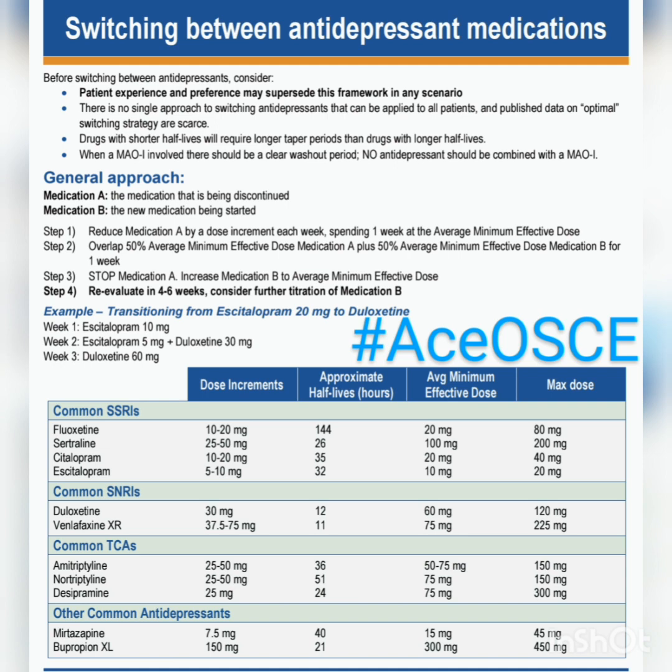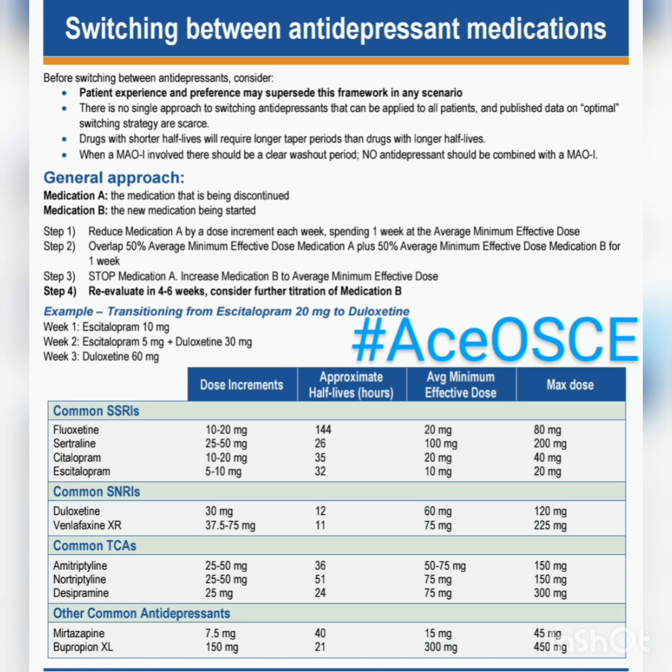Step 1 states that we need to have a dose increment per week, spending at least 1 week at the average minimum effective dose for drug A, in this case fluoxetine, and the average minimum effective dose is 20 milligrams for this drug, and the patient's already stable on it, so this step has already been achieved. Step number 2 states we have 50% of the average minimum effective dose of medication A, which is going to be 10 milligrams of fluoxetine, and 50% of the average minimum effective dose for medication B, which is venlafaxine.